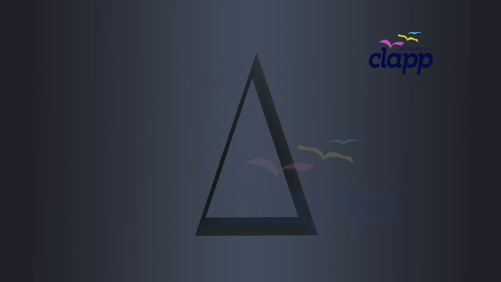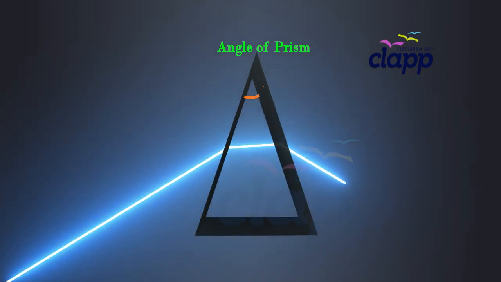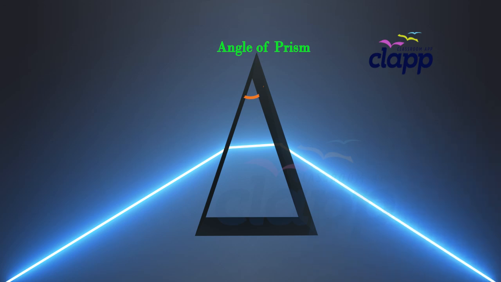Consider a triangular glass prism. It has 3 rectangular lateral surfaces and 2 triangular surfaces. These surfaces are inclined to each other. The angle between its 2 lateral faces is called the angle of the prism. Let us now do an activity to study the refraction of light through a triangular glass prism.